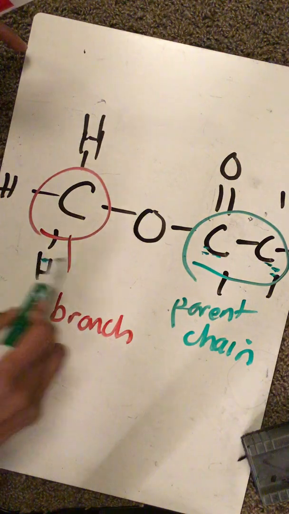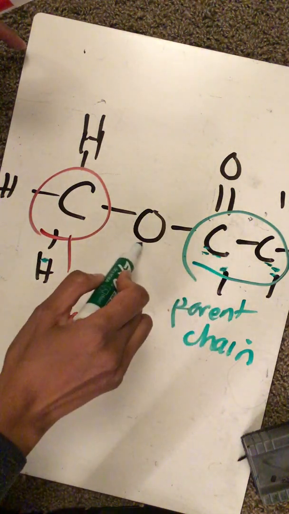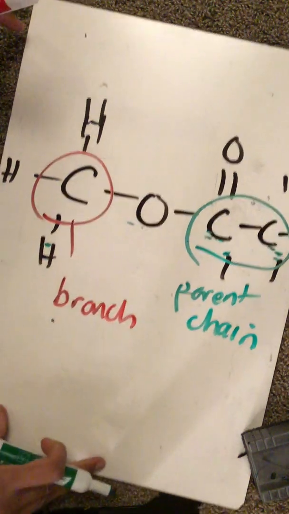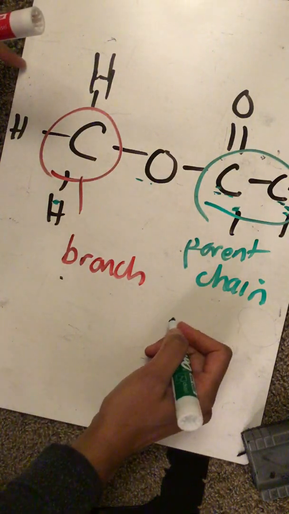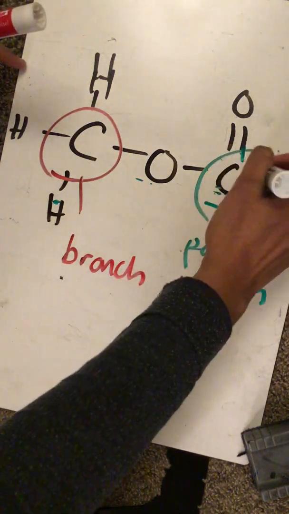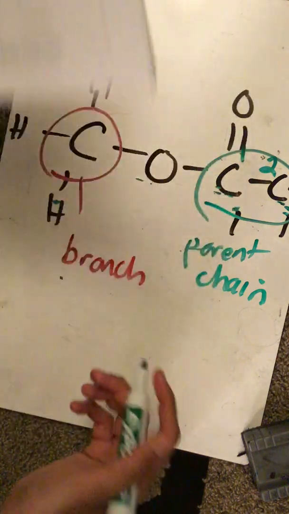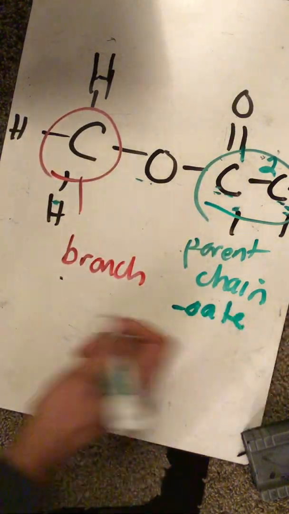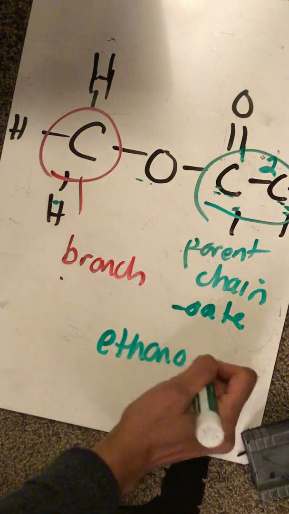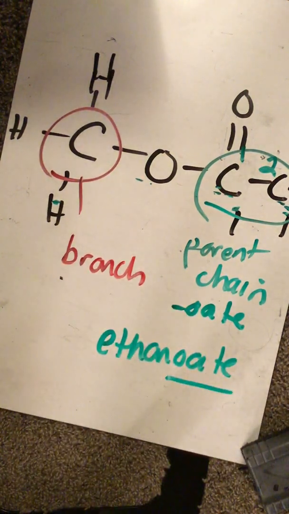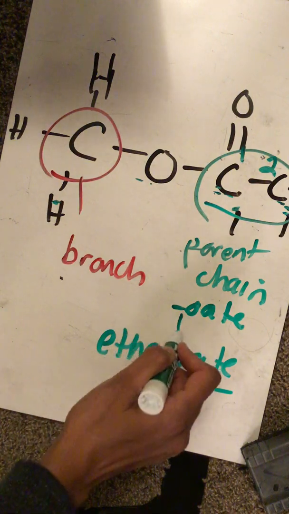Right? The branch is separated from the parent chain by the O in the middle between them, and you name the parent chain. So the parent chain is 2 carbons, 1, 2, so it's going to be eth, and then it actually shows you how to name it in your data book. Okay, so you can see the very same one that I drew on the board is the one in your data book, and the parent chain, the ending is going to be oate. Okay, so the ending is oate, so this is going to be ethanoate, ethanoate. Okay, that is the name of the parent chain.